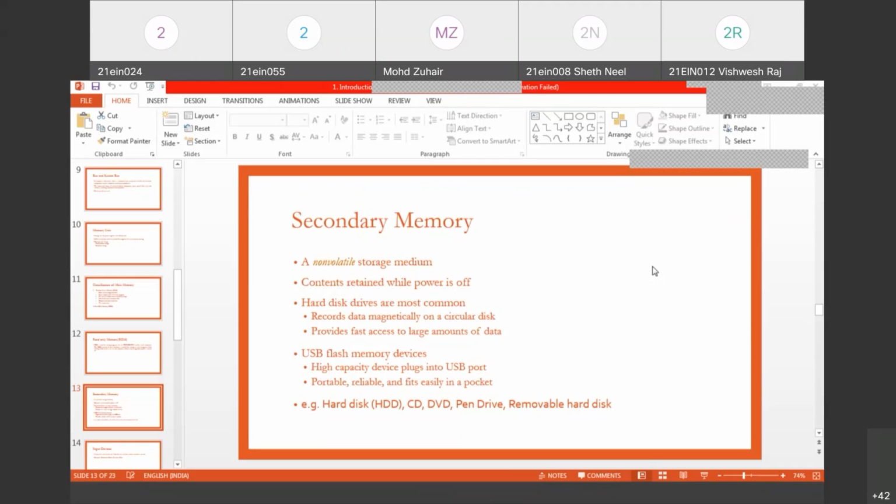Hard disk drives are the most common, recording data magnetically on circular disks and providing fast access to large amounts of data. USB flash memory devices are high-capacity devices that plug into the USB port, portable, reliable, and fit easily in the pocket. So the secondary memory devices are hard disk, CD, DVD, pen drive, removable hard disk, and any other new development that has happened in current times.